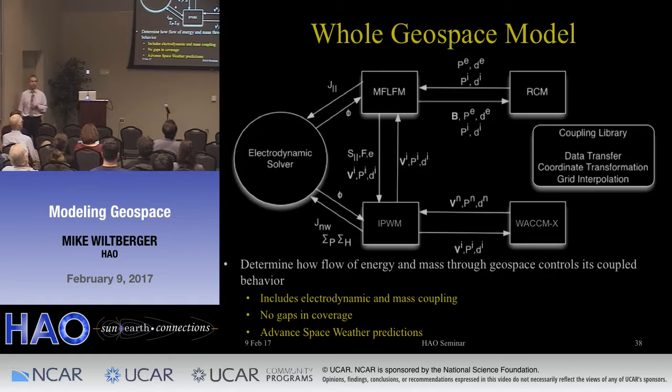That will give us even more improvements on the region 2 currents that are essential for understanding the electrodynamics of the system. So a comprehensive whole geospace model would cover all of geospace from the pole to the equator to the other pole with all the electrodynamics. It wouldn't have any gaps in the spatial regions that it would be covering. It would allow material to flow out of the ionosphere into the magnetosphere and vice versa, and can provide additional capabilities for making advanced space weather predictions and space climate predictions.